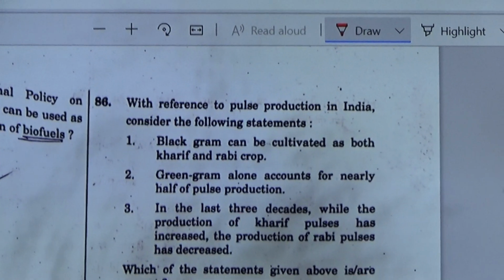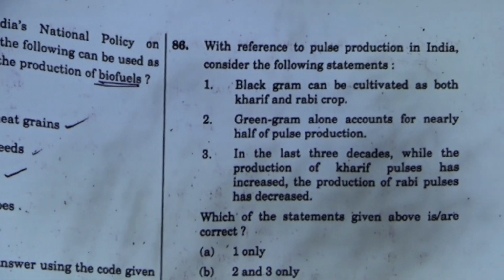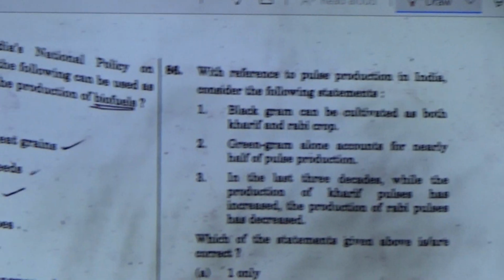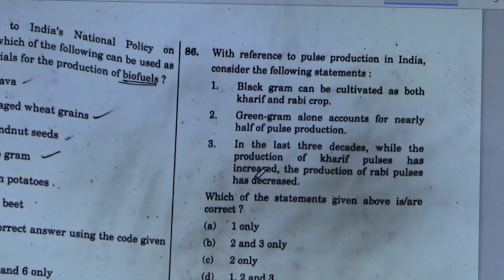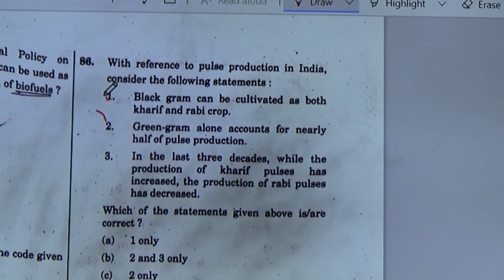So black gram is grown in India in both summer and also during the time of winter, in the month of February in fact. So it is also correct. So black gram is cultivated both as a kharif and rabi crop. That's correct in fact. So it is correct.